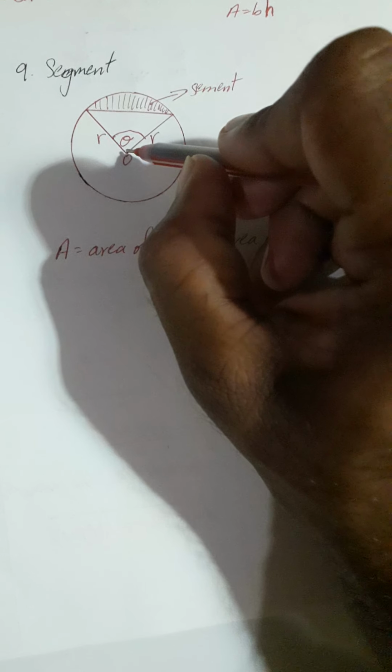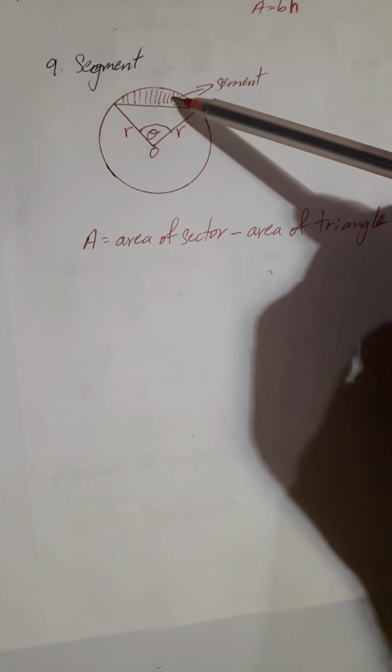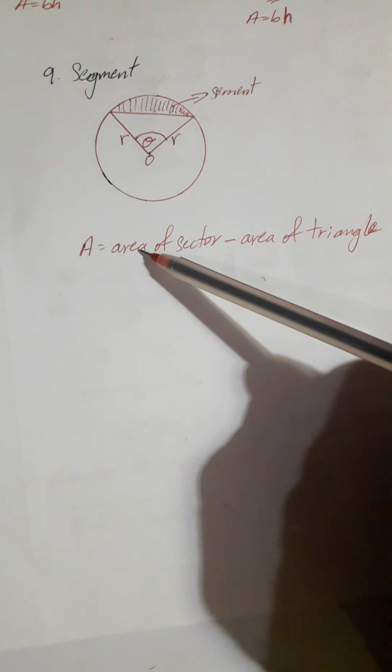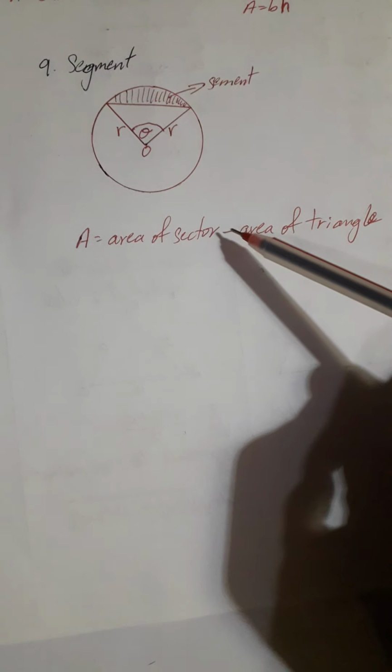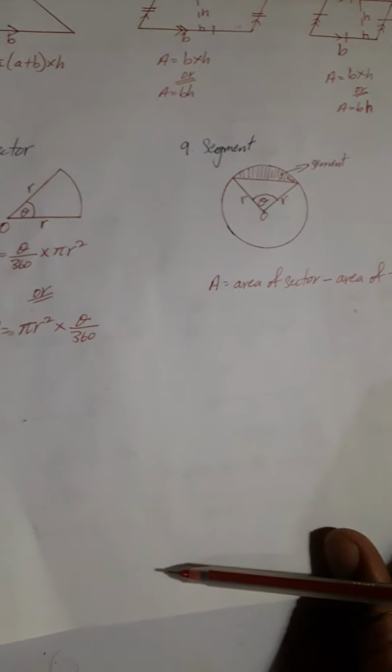Alright, segment. Okay, this is what we call a segment, right? Here, most of the time, the letter O is used to represent the center of a circle. The r represents the radius, theta, and the line here, this is a chord, and this part is what we call a segment. Alright, to find the area of the segment, you need to do 2 things. First, you need to find the area of the sector, then subtract it from the area of the triangle. That's how you find the area of the segment.